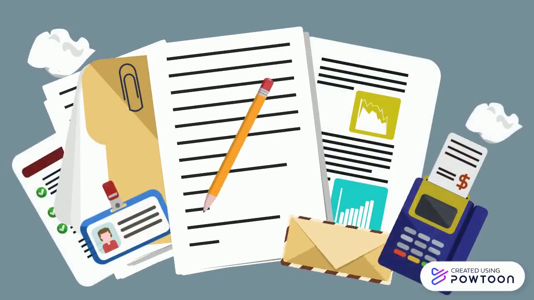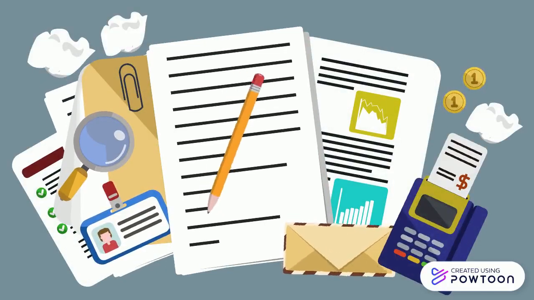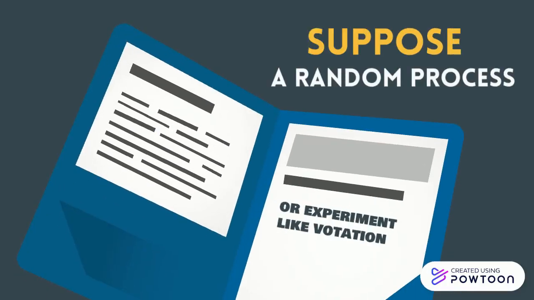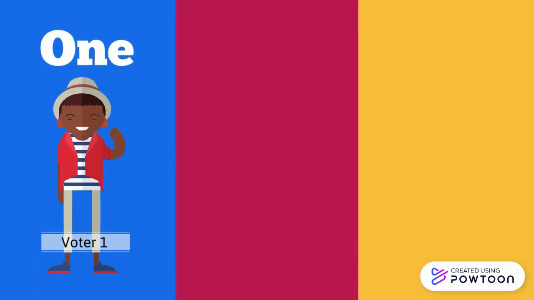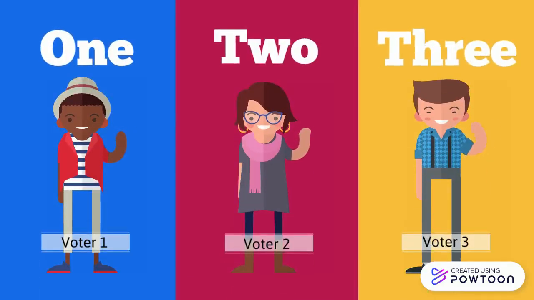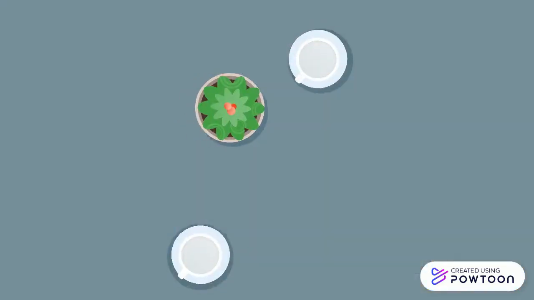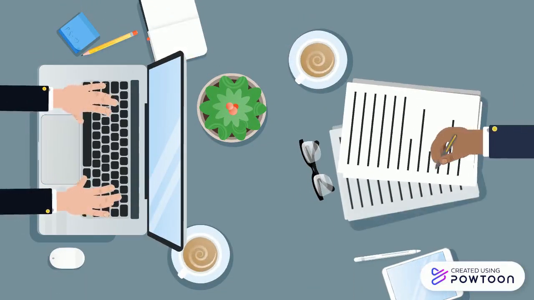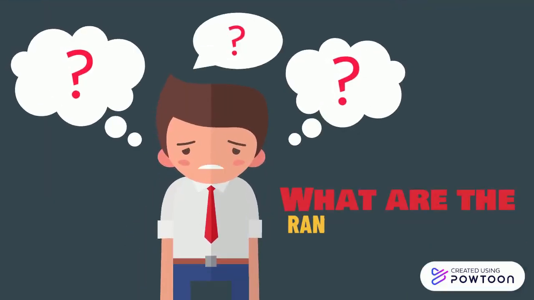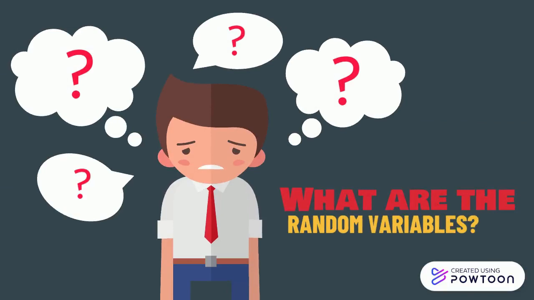Random variables are also seen in real-life applications. Let us look at it through this example. Suppose we have a random process or experiment of voting. 3 voters are asked whether they are in favor of implementing face-to-face classes in their school. Each voter's response is recorded as yes or no. What are the random variables that could be of interest in this experiment?